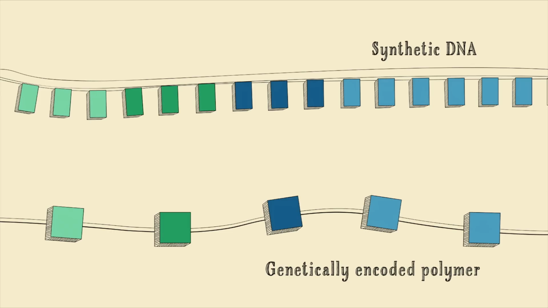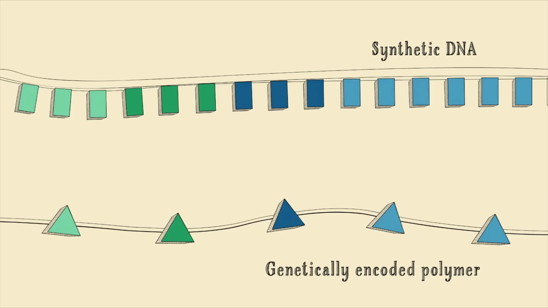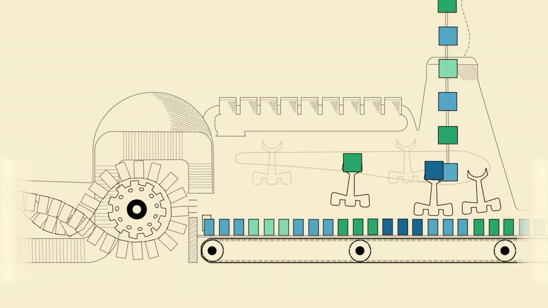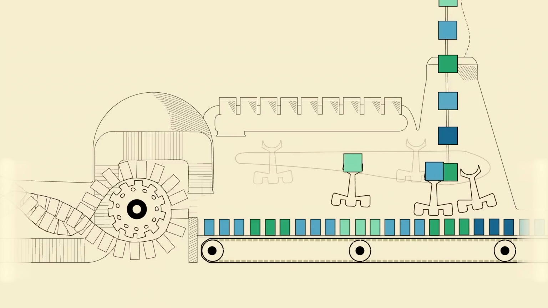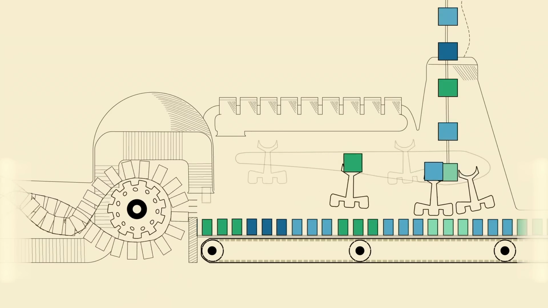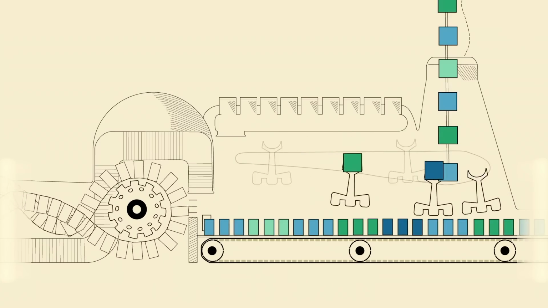By changing the order of the triplet codons in the synthetic DNA, we can change the order of the chemical building blocks that we program into the resulting polymer. And by changing the identity of the engineered translational machinery that we add to the cell, we can change the identity of the chemical building blocks from which we compose the polymer. Overall, we've created a cellular factory that we can reliably and predictably program to make synthetic polymers.